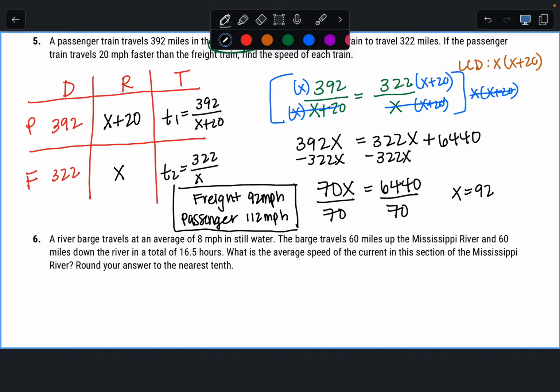So the big thing here for word problems is mostly just double checking, did I actually answer the question, or do I just have a piece of the overall question?